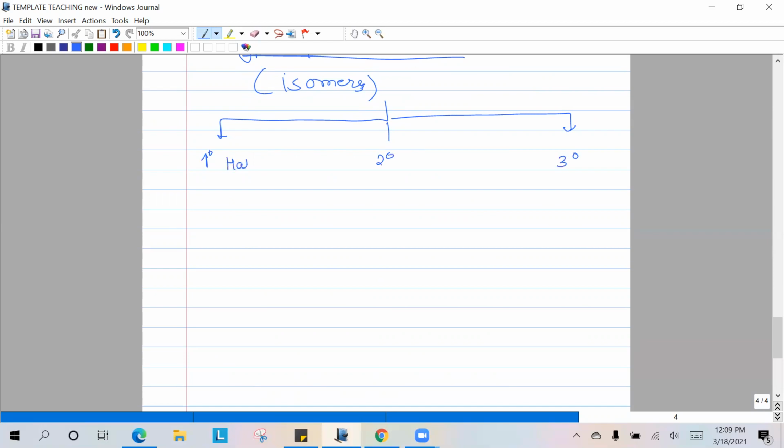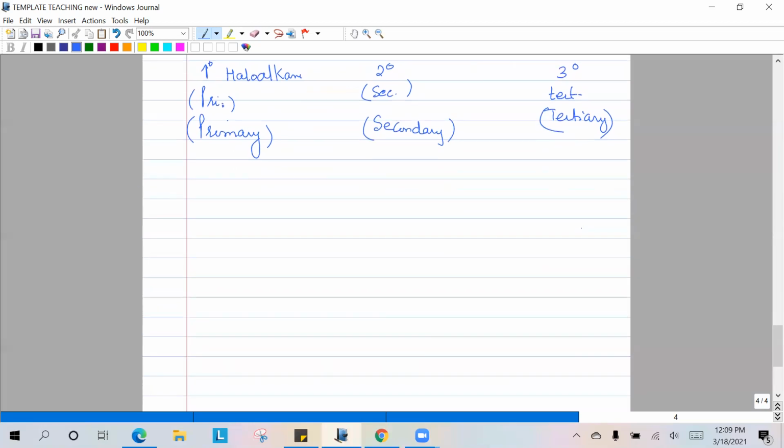So primary haloalkanes are represented as 1 degree, or you can write PRI dot, or you can write the complete name, primary. Secondary is 2 degree, or you can write SEC, or the complete name, secondary. And tertiary is TERT dot, or the full name, tertiary. So there are 3 kinds of haloalkanes. We are already aware of what we mean by primary, secondary, and tertiary.